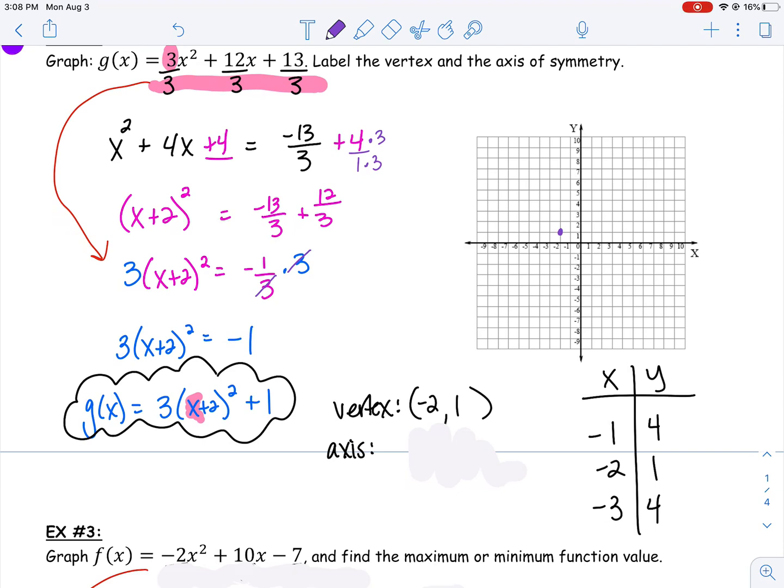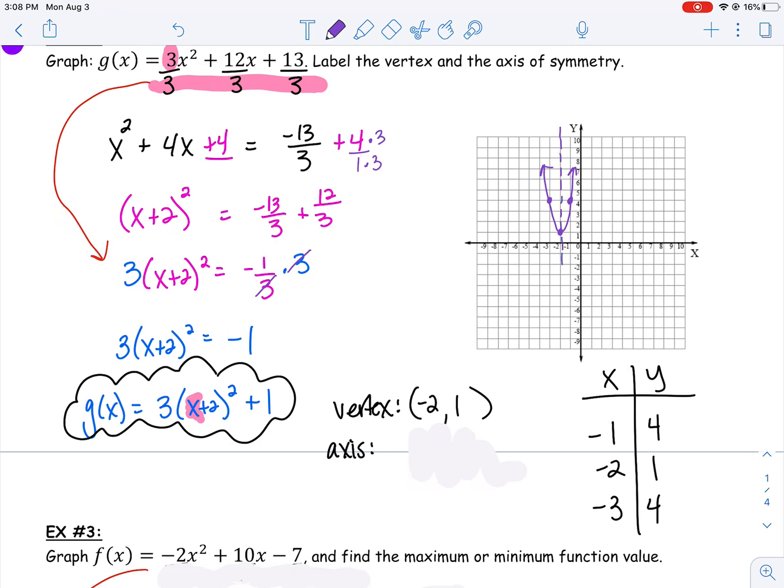I have a point at (-1, 4). I have my vertex, which is at (-2, 1). And I have another point at (-3, 4). Remember, this parabola was supposed to open up and be skinny, and isn't that the case? Opens up, is skinny. I know exactly where the vertex is and what it looks like now.